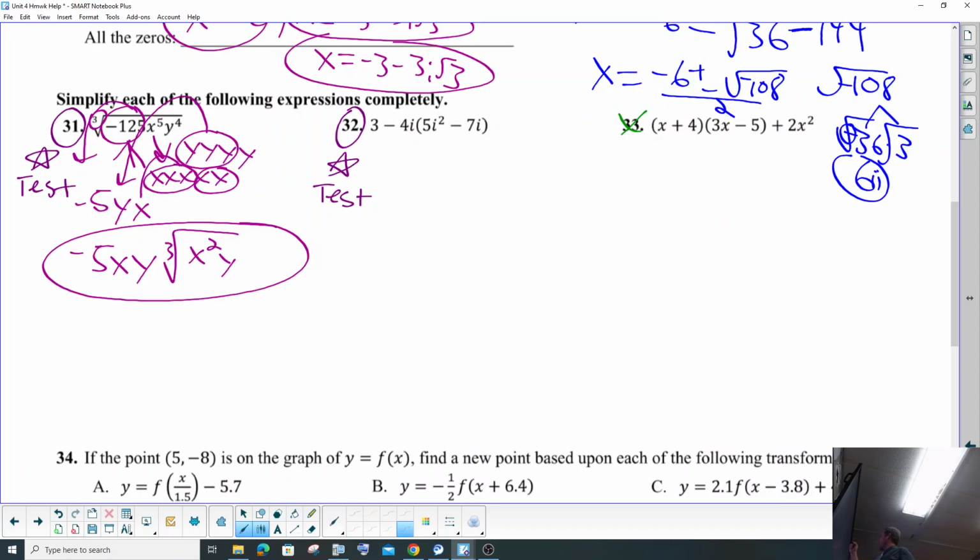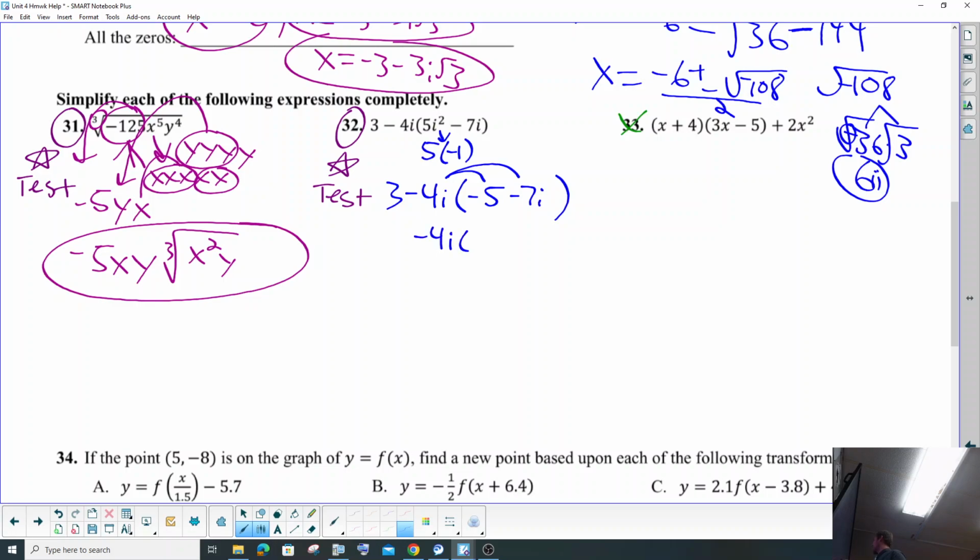Number 32. I squared, what the woo? So I squared just becomes a what? It becomes a negative 1. So this is really 3 minus 4i times negative 5 minus 7i. Good. You will have to distribute that through.